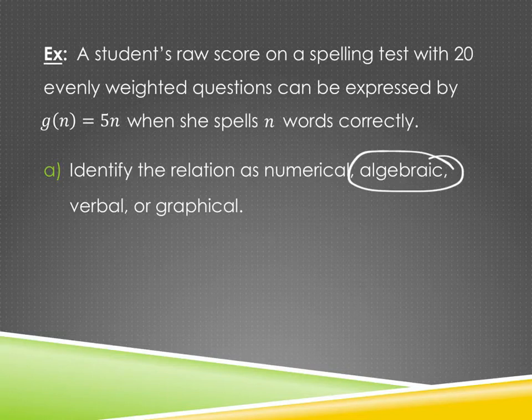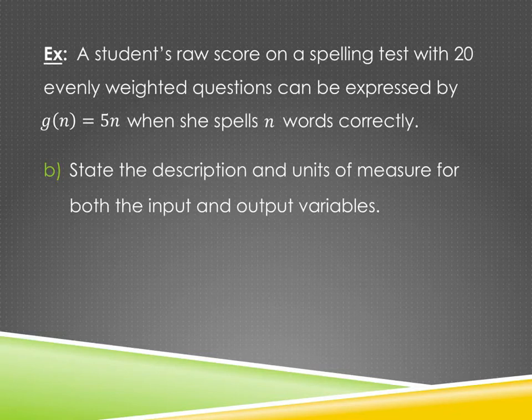So our next question then is, we now have an algebraic relation. The question at the top is exactly the same, just the parts are changing underneath part B. So please don't rewrite the part at the top. It wants us to state the description and units of measure for the input and the output variables. So what is the letter that's being used for the input? N. So the first thing is we're going to write down that the input is N. And what does it represent? Describe it.